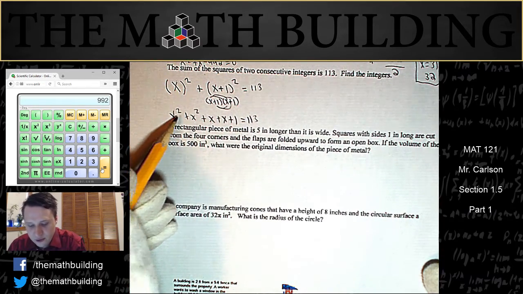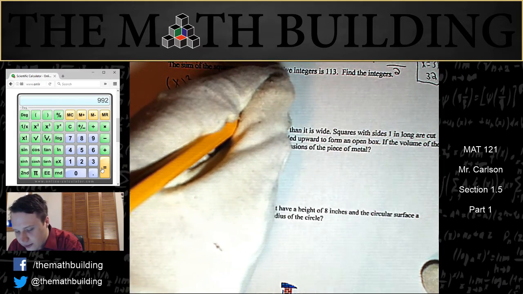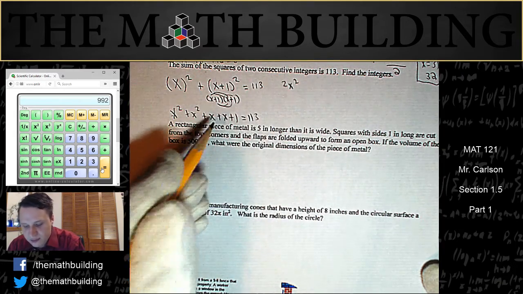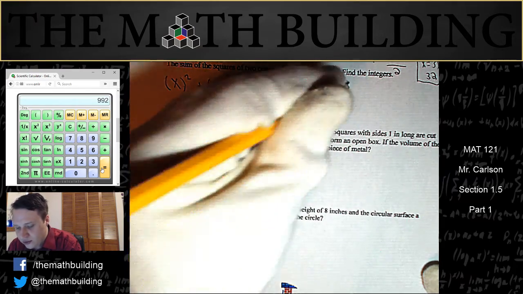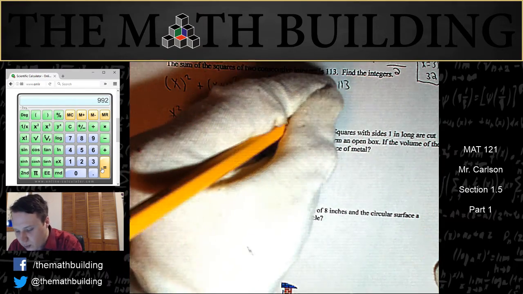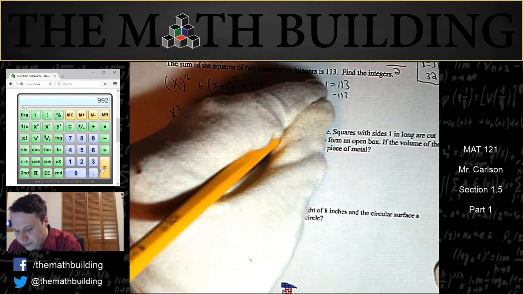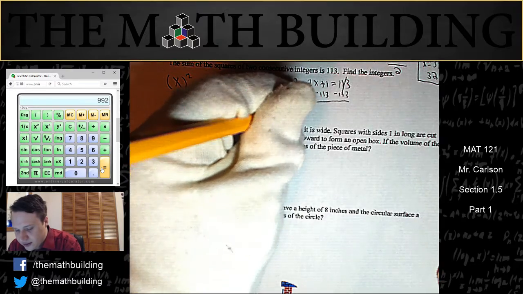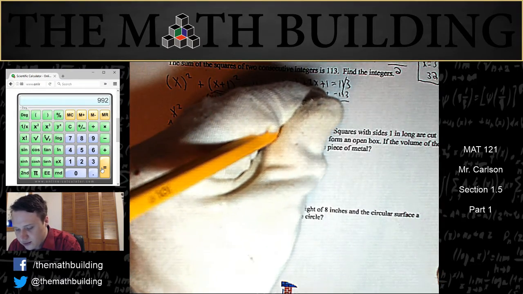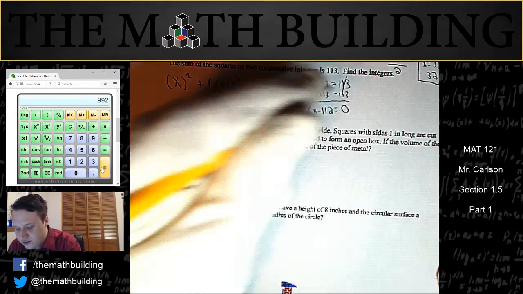Let's combine like terms. These two combine to make 2x squared. These two combine to make 2x. And then I have plus 1 equals 113 still. Let's move the 113 over. So we get 2x squared plus 2x minus 112 is equal to 0.